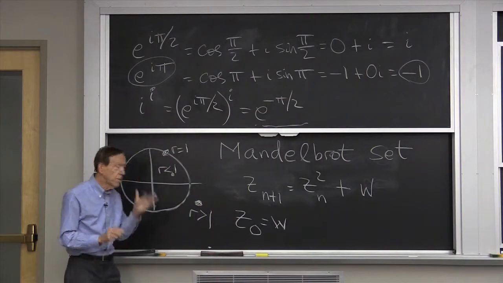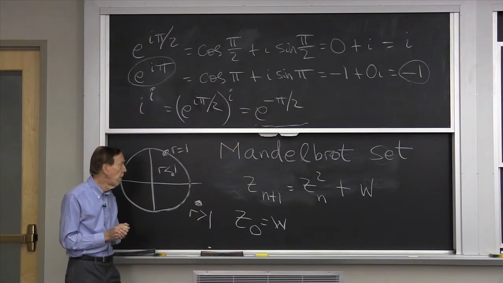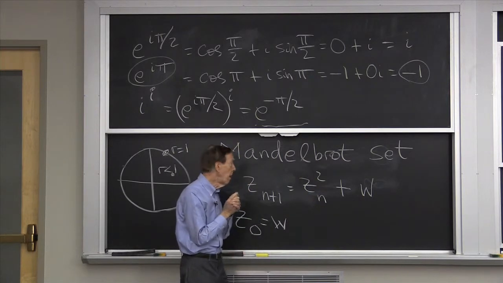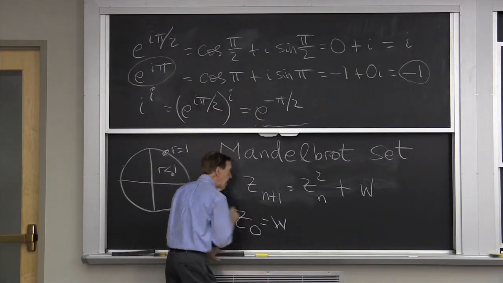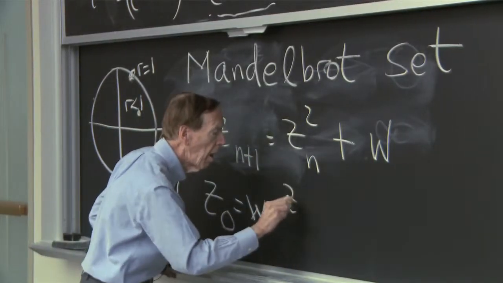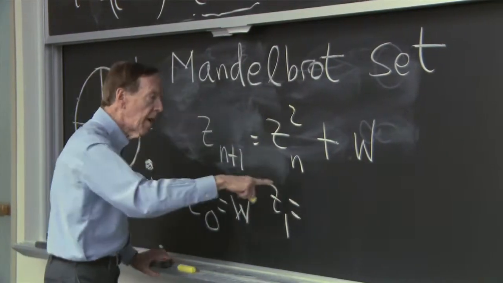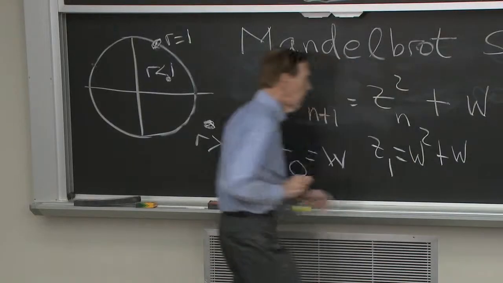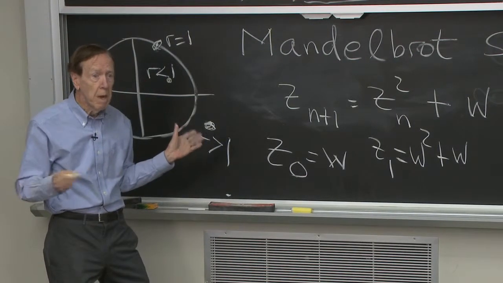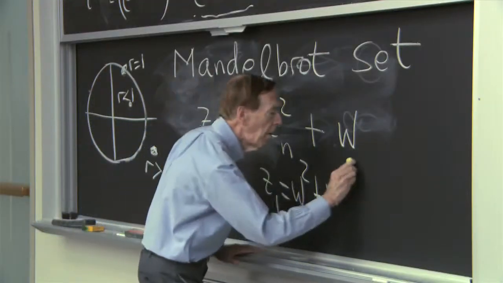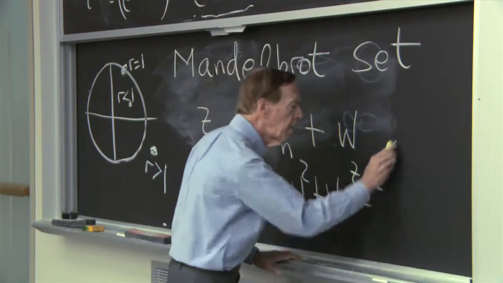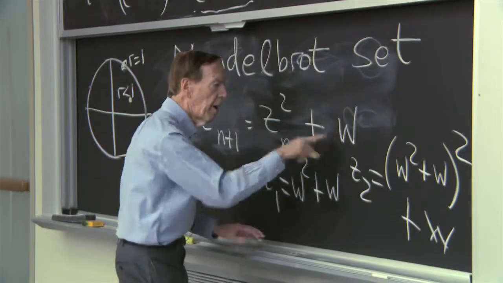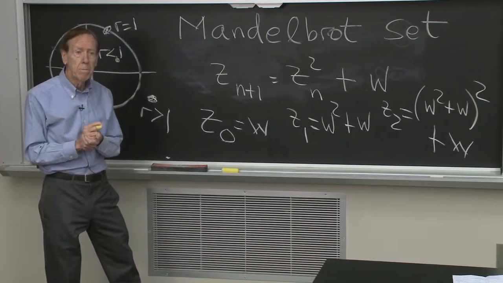So here's the question that Mandelbrot asked himself. If w is some complex number, anything in the complex plane, I start z0 at that number w, then what is z1? Z1, I take one step, is z0 squared, that's w squared, plus w. That's some other complex number, maybe bigger, maybe smaller. Z2 will be that number squared, w squared plus w, all squared, plus one more w from there. I just keep going, in theory.